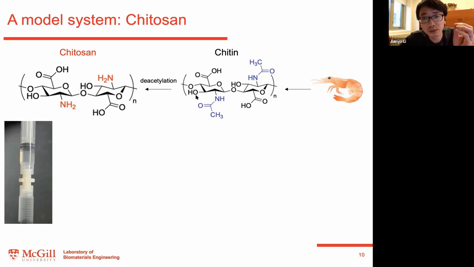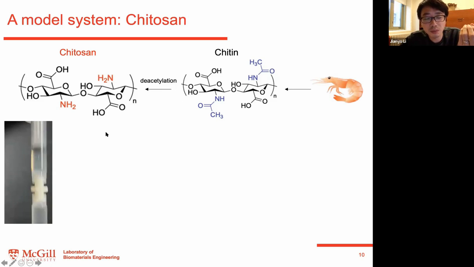It's called chitosan. So I just like to provide some kind of background about this type of biopolymer we often use in my lab. So that is derived from the shrimp shell. And initially it's in the form of chitin. As you can see, a lot of acetyl groups. And after the deacetylation process, this group can convert into a primary amine. And this primary amine will enable a lot of nice features of this kind of biopolymer.